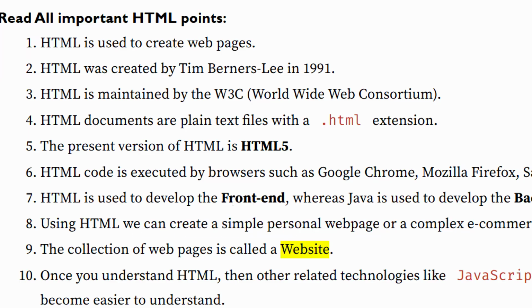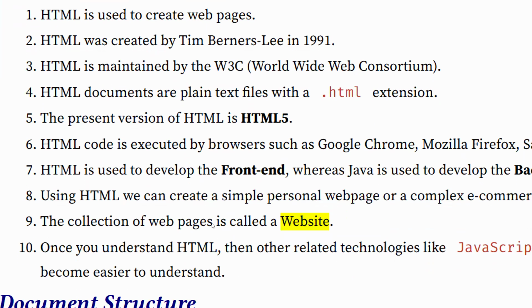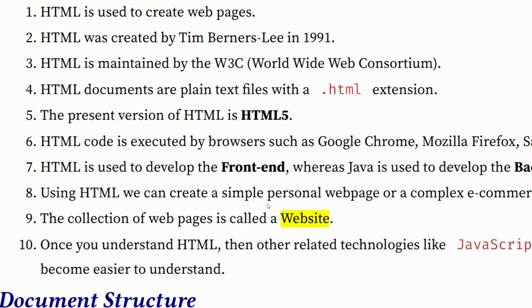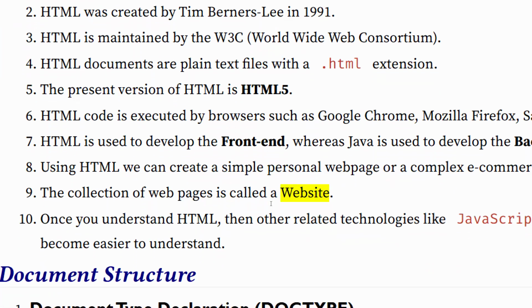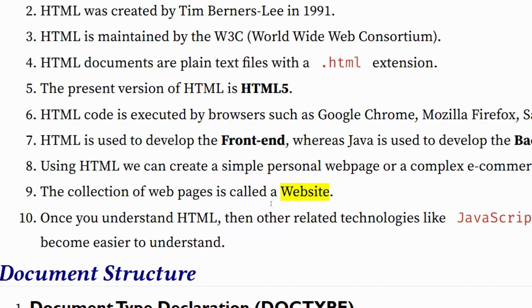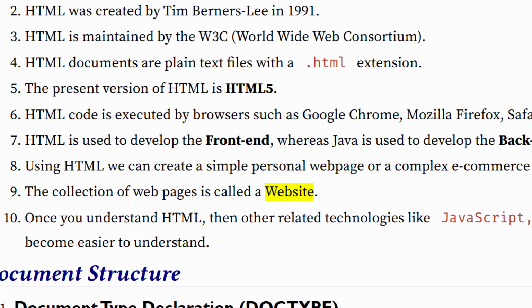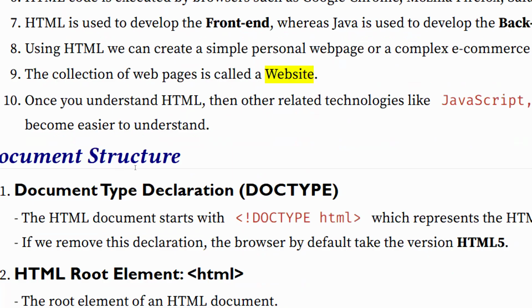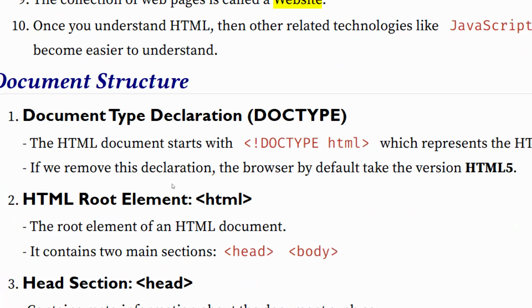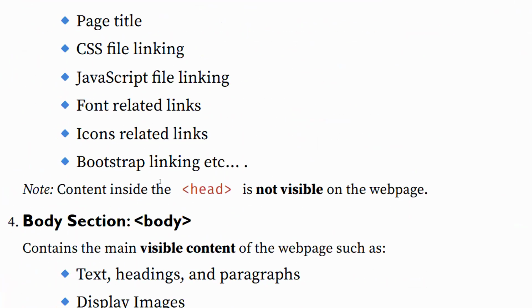The collection of web pages. See guys, one web page contains forms, one web page contains tables, one web page contains lists. Those 100 web pages we can call a website. The collection of web pages we can call a website. And once you understand HTML, the next technologies, JavaScript and React, become easy, right? And the HTML document structure starts with the doctype.